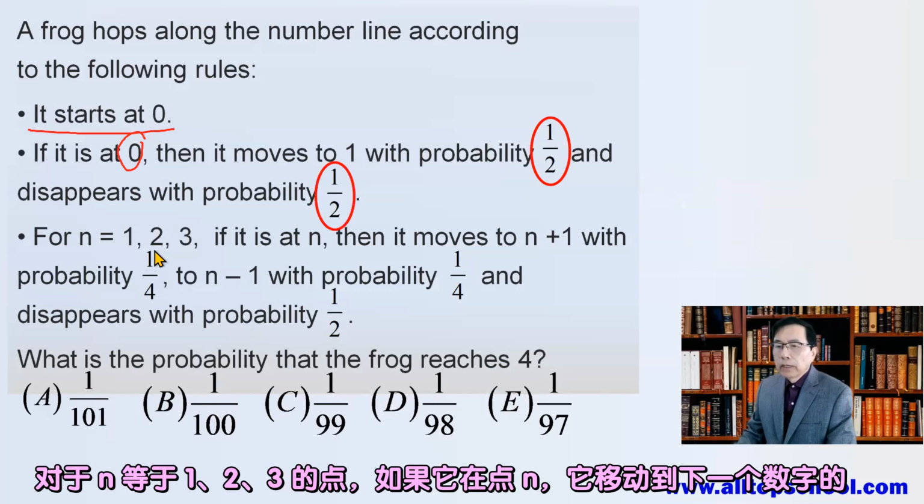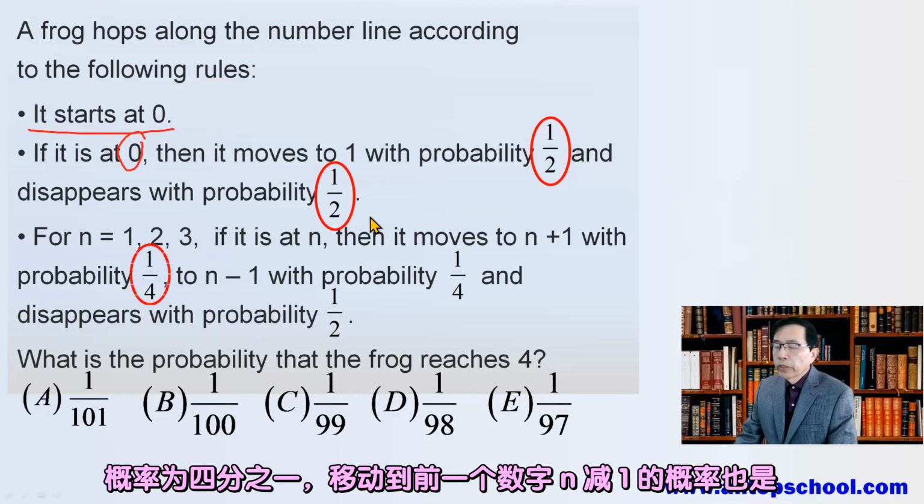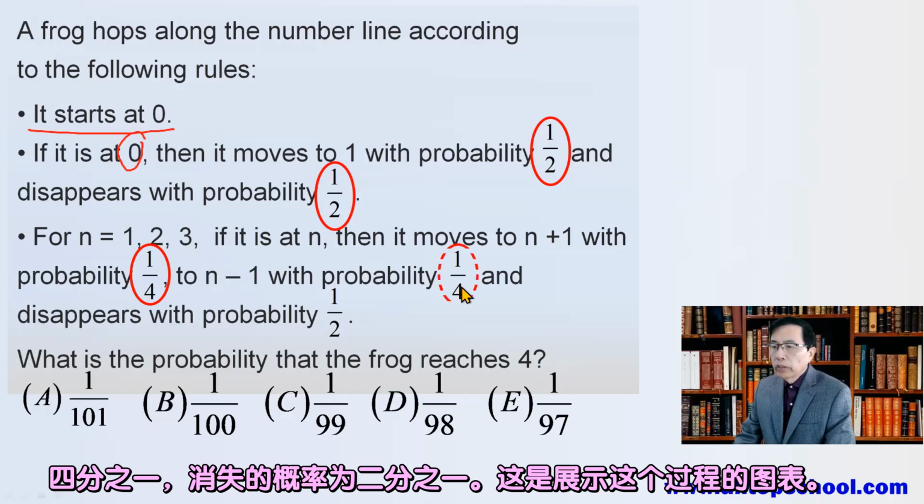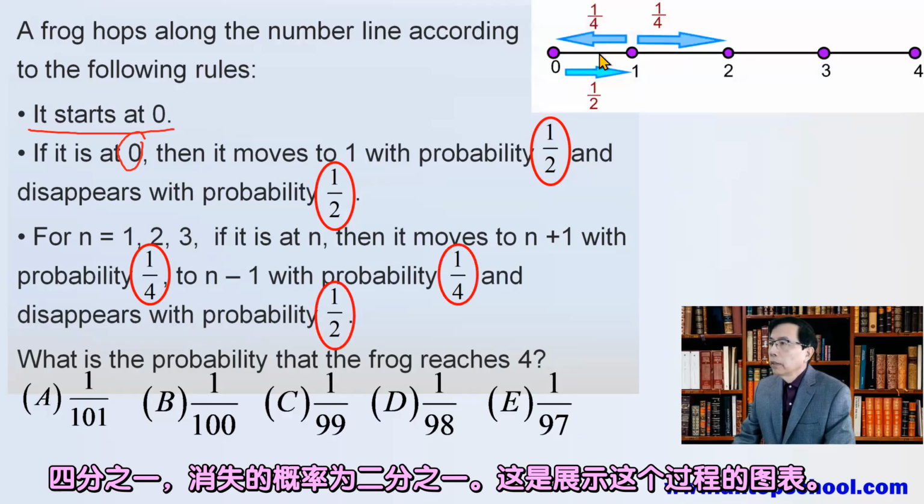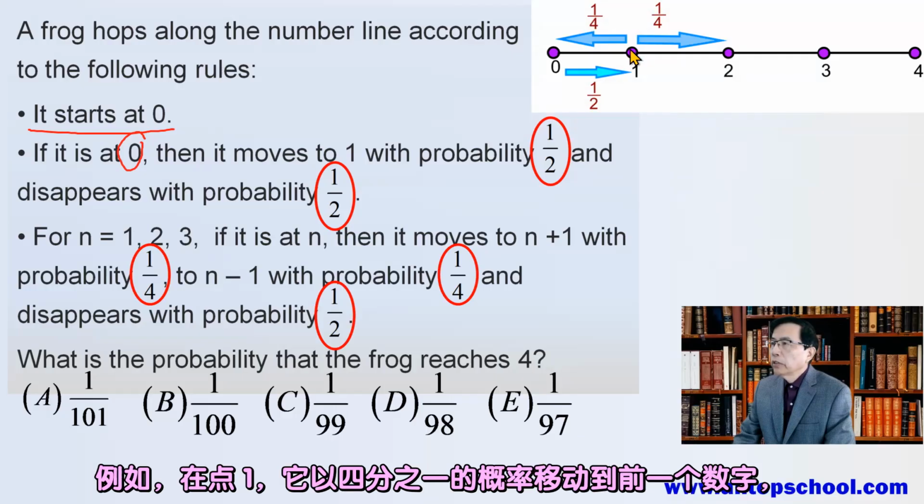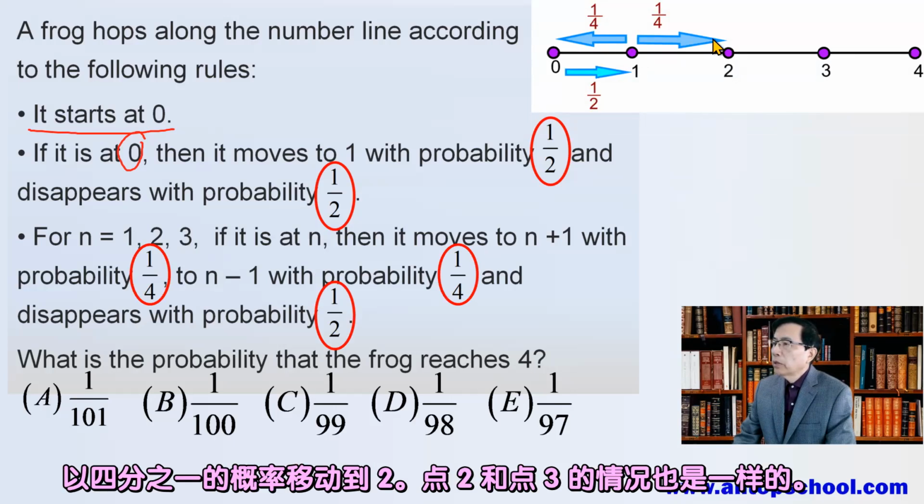For n at the points 1, 2, and 3, if it is at the point n, it moves to the next number with probability 1/4, to n minus 1, the previous number, with probability 1/4, and disappears with probability 1/2. This is the diagram showing this. For example, at the point 1, it moves to the previous number with probability 1/4, moving to 2 with probability 1/4. The same thing for the other points 2 and 3.